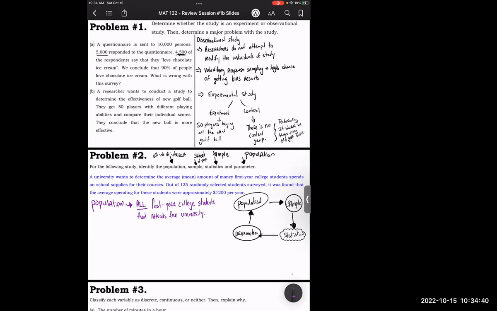Can we now identify the sample? Yes, we can. What is our sample, Melissa? 125. Correct, but you have to just elaborate a little bit, right? You just can't say 125, right? The random students selected. That's right. So what we're going to say is that our sample is the 125 randomly selected first year students.